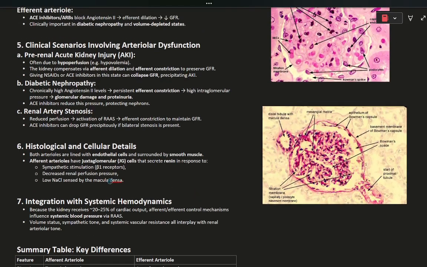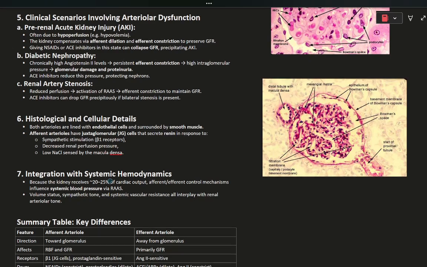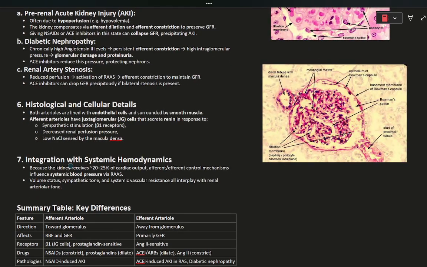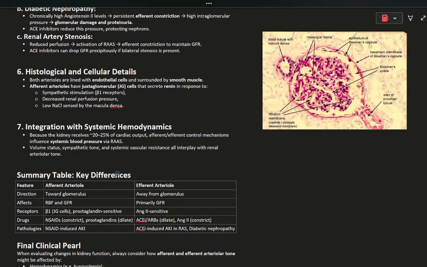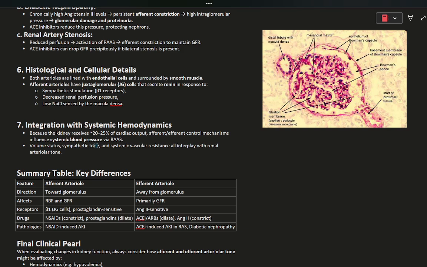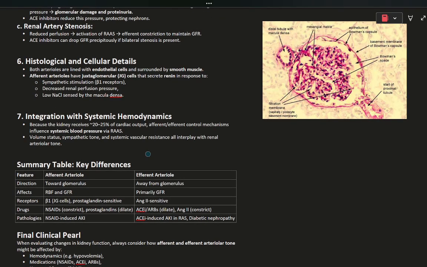And then, as we go down, there are some ways in which this can be integrated with systemic hemodynamics, where the afferent arteriole helps regulate systemic blood pressure because the kidney receives about 20 to 25% of cardiac output. You can thank the renin-angiotensin-aldosterone system for this integration. And then volume status, sympathetic tone, and systemic vascular resistance ultimately interplay with renal arteriolar tone, which is why the kidneys are fundamentally important in hemodynamics and the cardiovascular system.